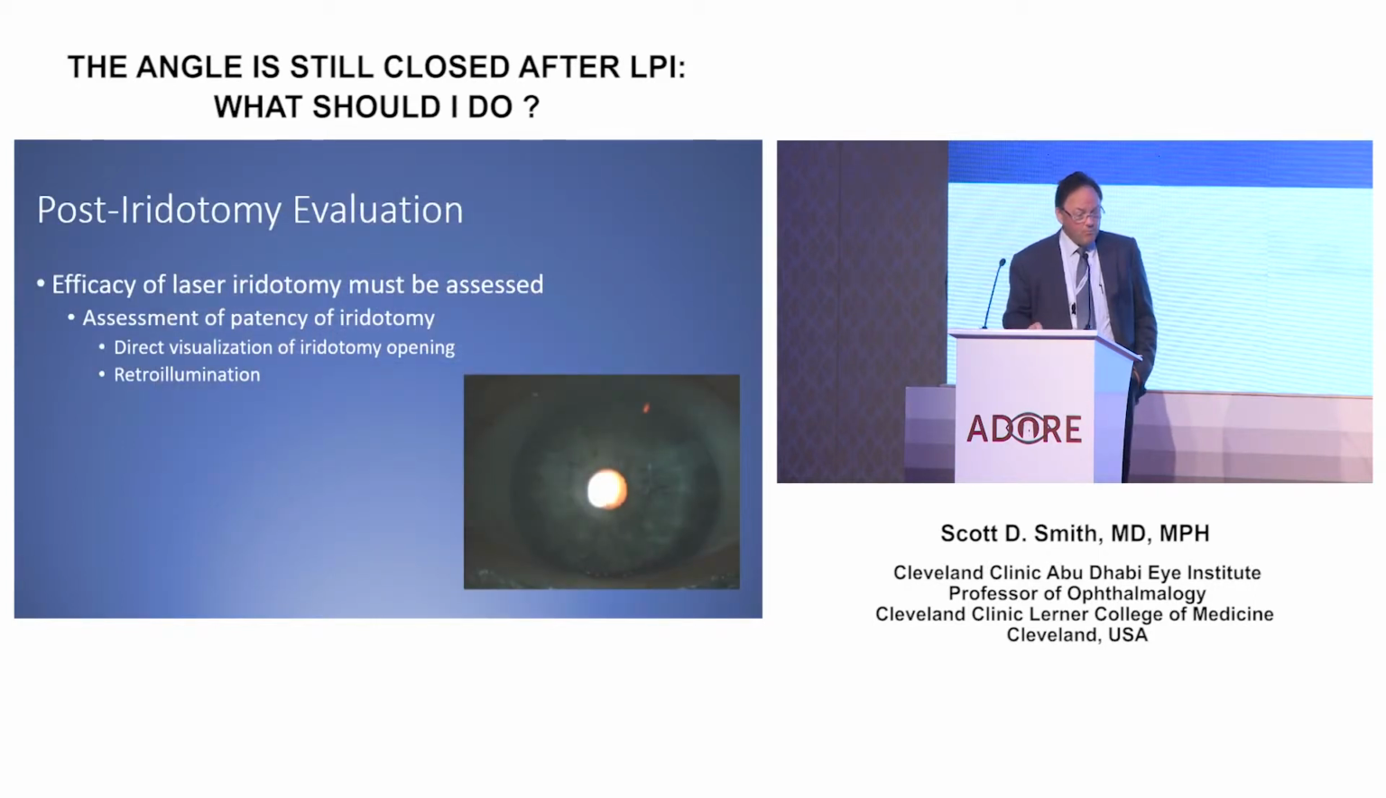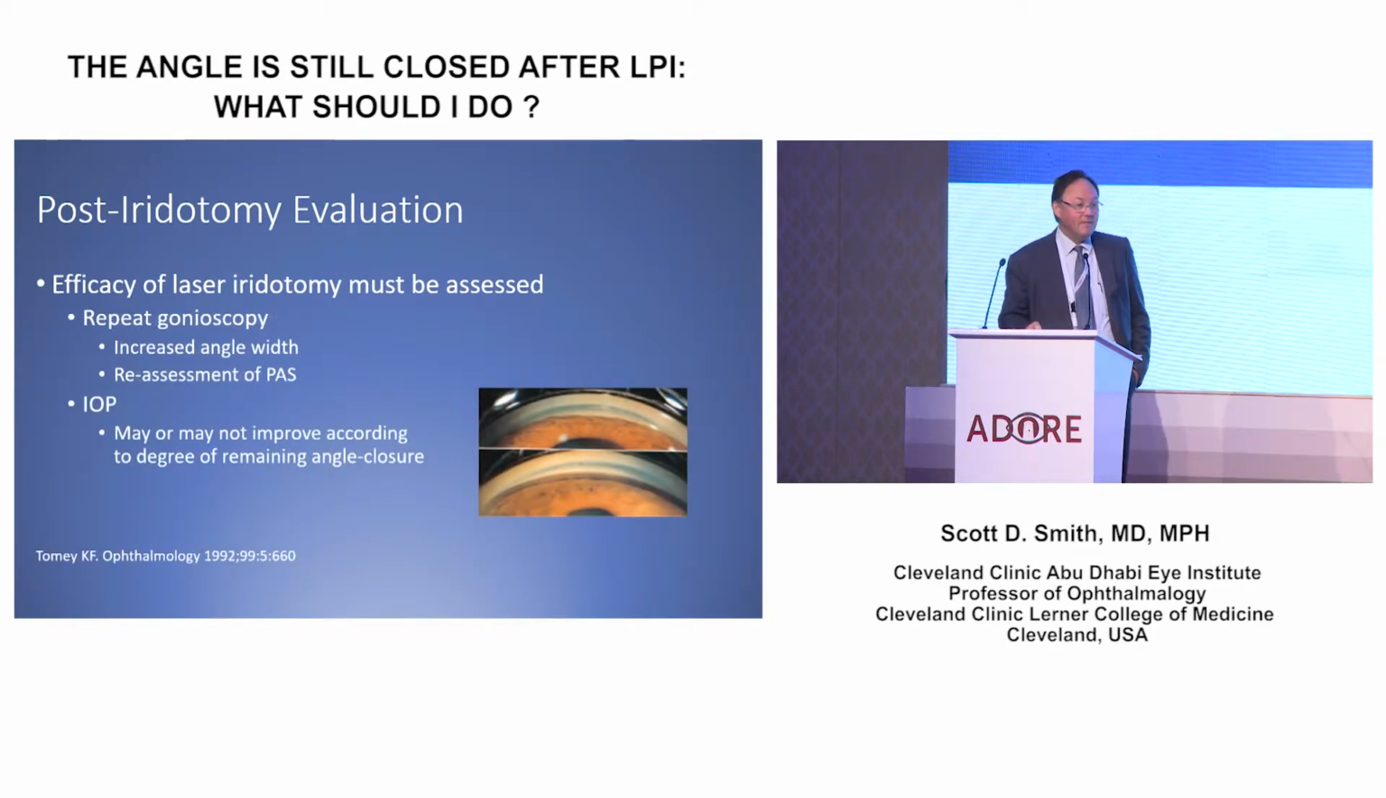Then, what do we do after the iridotomy? Well, of course, we're going to repeat gonioscopy, but we also want to make sure our laser iridotomy is patent. And so we look at it directly with a slit lamp, and we can also retro-illuminate, as in this photo, to see whether or not we think that iridotomy is open. It doesn't need to be big. Even a few micron diameter opening will give the equilibrium between pressure in front of and behind the iris, but it needs to be patent.